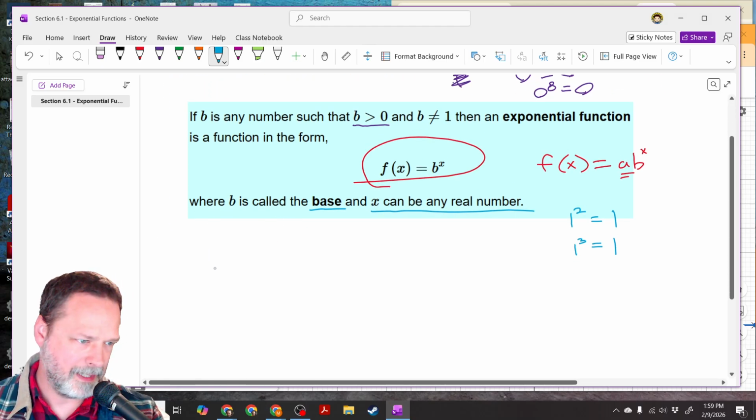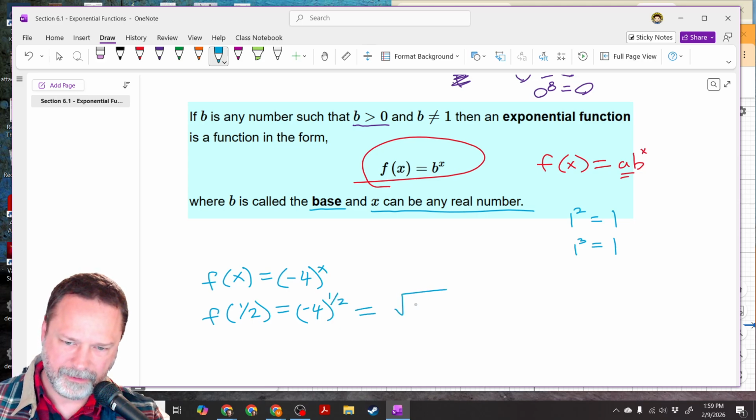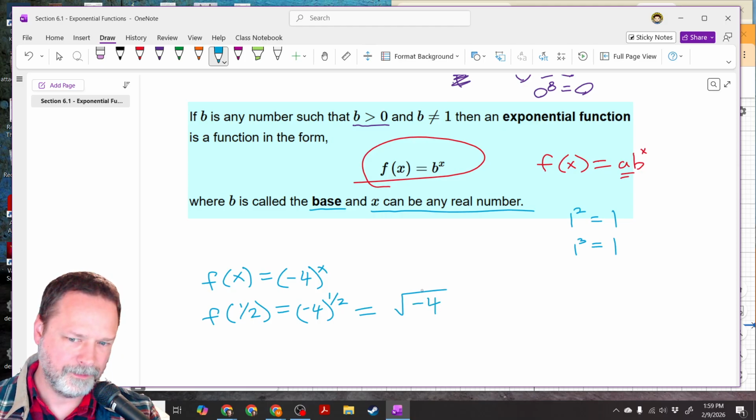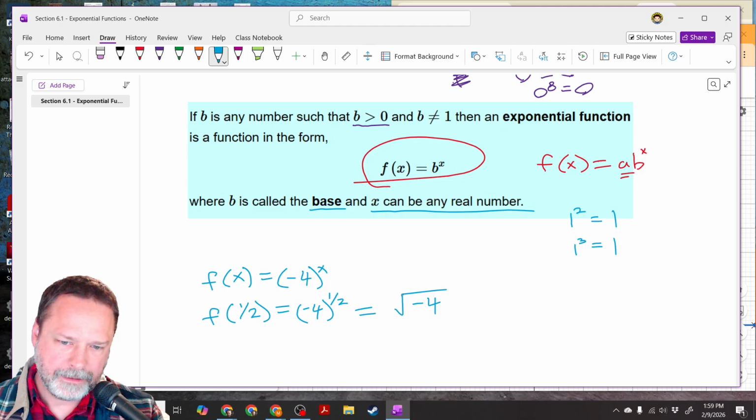A good example might be f of x, I'm going to borrow one from our notes, equals negative 4 to the x power. So in that case, f of a half would be negative 4 raised to the 1/2 power, which we all know is the square root of negative 4. That's going to be super weird. That's 2i, plus or minus 2i? Yeah, we don't want to do that. Some issues there, right? It's definitely not a function, because one x is getting us 2 different y's, that's not good. And on top of that, we're getting not real numbers.